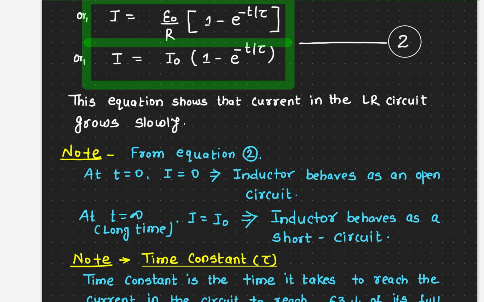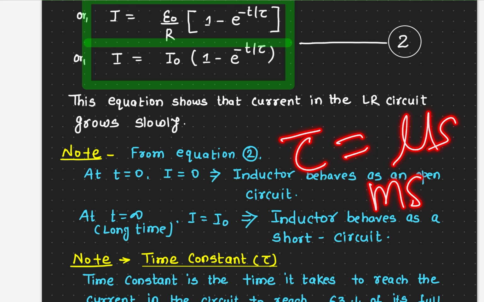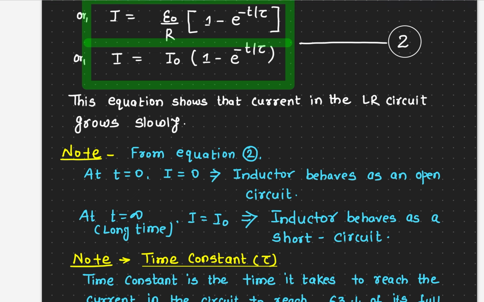Then you might be wondering, what is a long period of time? It depends upon the time constant value. In most situations, 1 second or 2 seconds is the infinite time, a long period of time, because usually the tau value will be in microseconds or sometimes in milliseconds. So 1 second, 2 seconds, or let's say 5 seconds is the infinite time here.